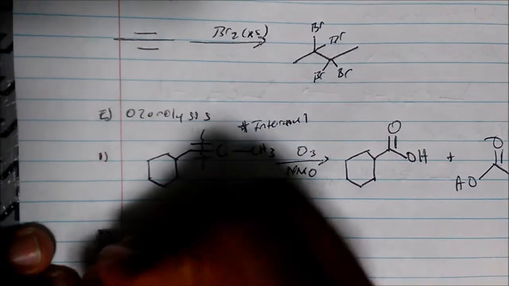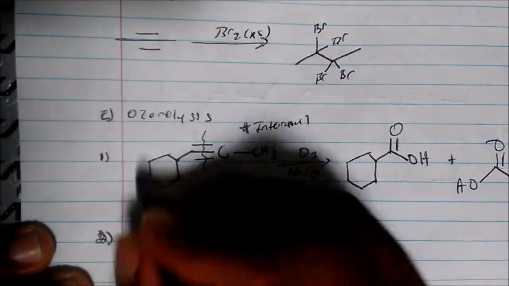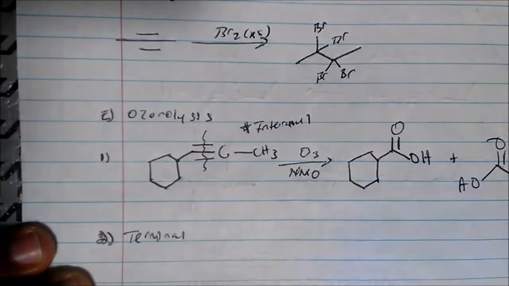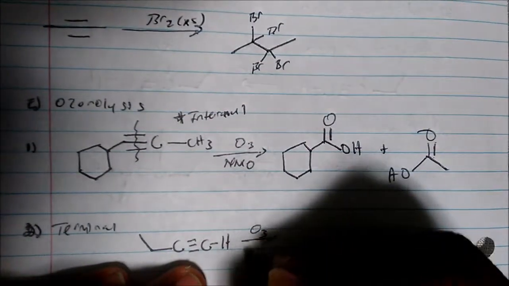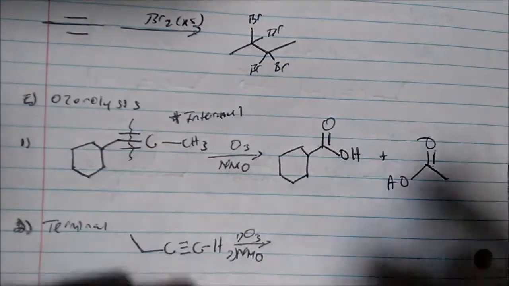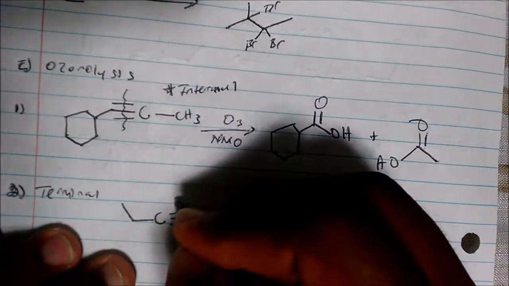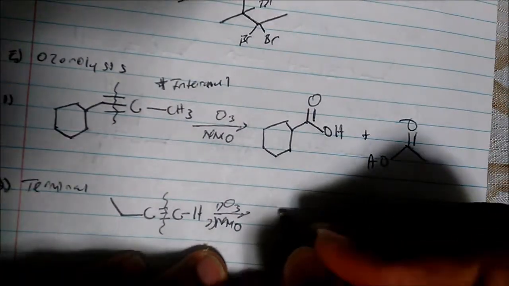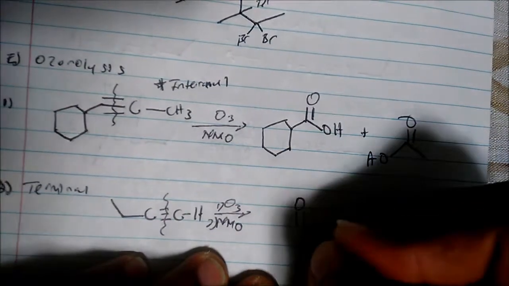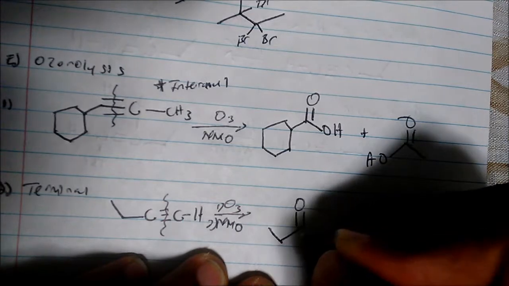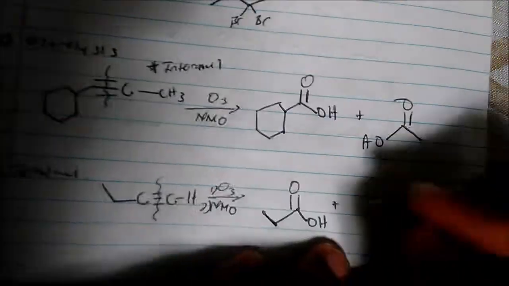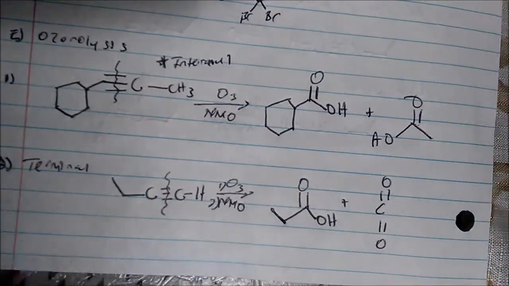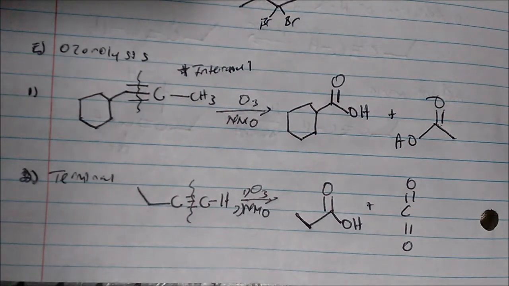Now the second one, if it's terminal, so if you have something like this, and you were to add ozone in the presence of NMO, you'll get a carboxylic acid and CO2. Once you cleave this carbon-carbon triple bond, you get something that looks like this. You get that carboxylic acid there, plus CO2. And that is if your alkyne is terminal.